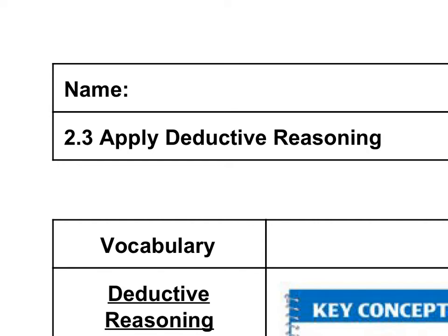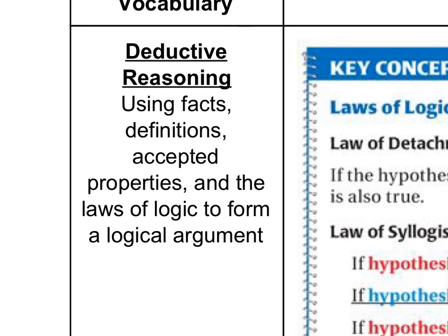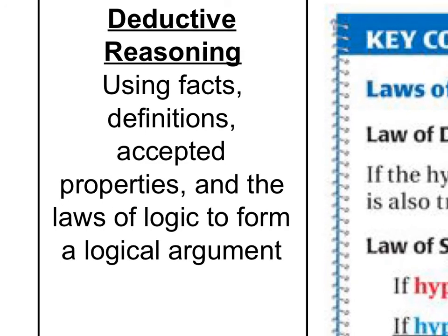We are talking about Chapter 2, Lesson 3 today, and we're going to learn how to apply deductive reasoning. If you remember back 2 lessons ago, we did inductive reasoning, and basically what that means is you made a conjecture based upon a pattern or something that you could visually see. So deductive reasoning is a little different. Deductive reasoning is when we use facts, definitions, accepted properties, and laws of logic to form a logical argument.